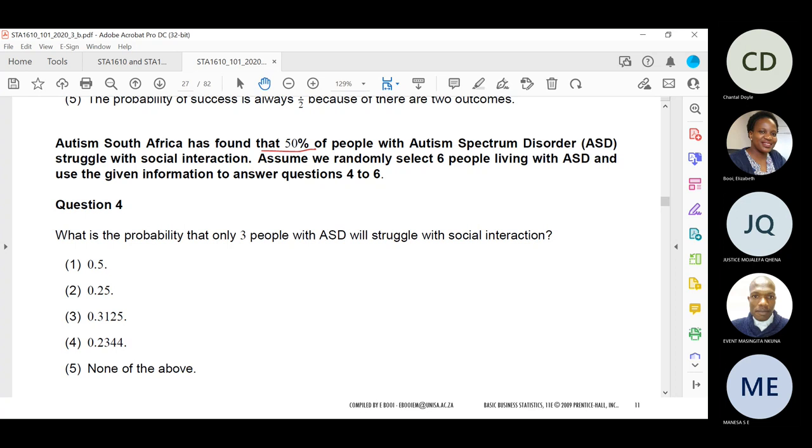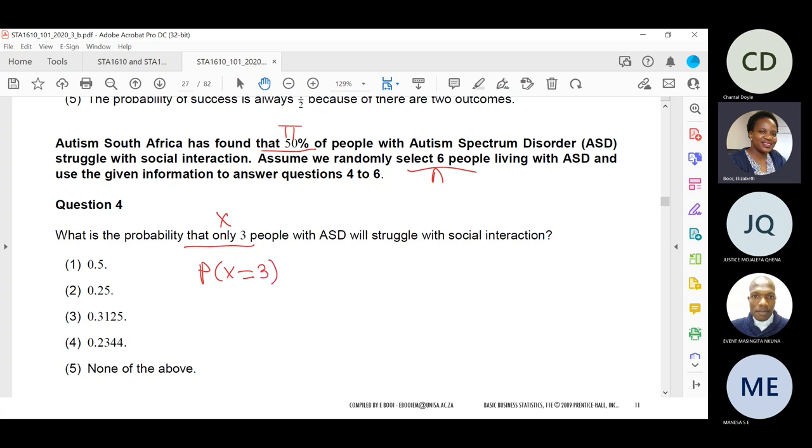And you need to be able to identify that when I read this question and I see these things, I know which study unit this comes from. For example, like this one. You can immediately put there, that is your probability of success, which means it is binomial. The other thing they give you here is your N, and in the question they will give you your X. When you read the question, what is the probability that only three people with ASD will struggle with social interaction, you can write on your note the probability, because they say only, then it is equal, which is exactly, three.